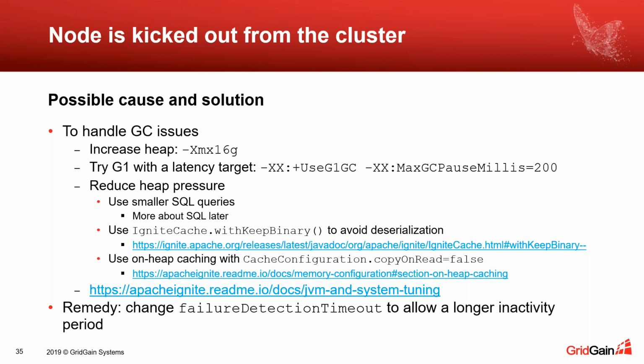for specifying the amount of time a node can not respond to the cluster's requests before the cluster kicks it out. So if you set a failure detection timeout of, for example, 1 minute, and this is a big value, of course, it means that you allow a node to be in a stop the world garbage collection for even 1 minute.